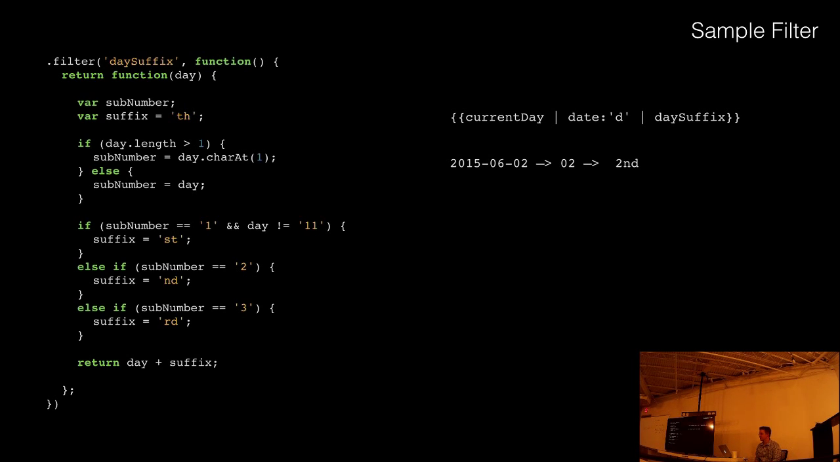And Angular did that. That's its own filter. And then I made my own filter called day suffix. And day suffix basically picks up where the Angular filter left off, and then it runs through this logic on the left and basically says whether or not to add the ST, ND, or RD. Does that make sense?